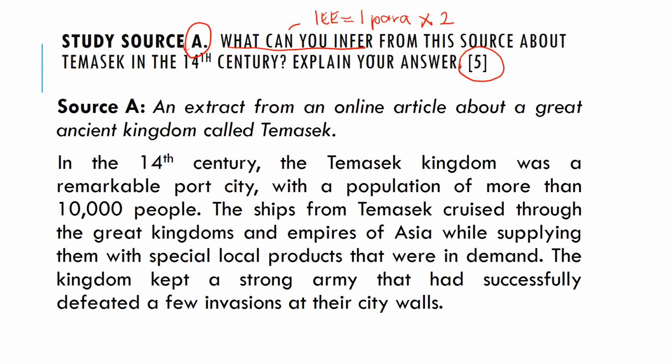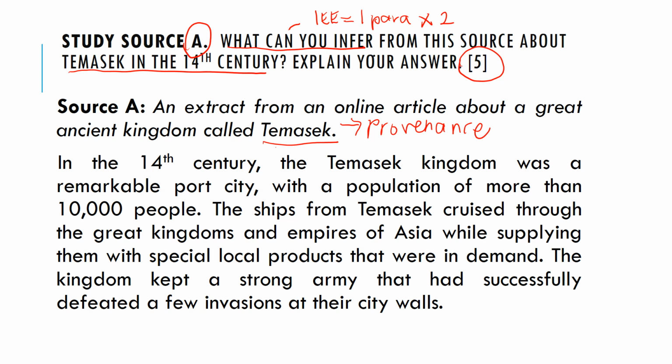Next thing you want to take note of is this phrase over here, Temasek in the 14th century. If I do not talk about Temasek and I talk about something completely off, automatically I will be considered to be not answering the question and therefore I will get an L1. So whatever it is, I must be inferring about Temasek in the 14th century. Now, source A, this sentence over here, this is what we call the provenance. The provenance offers you details about the source, therefore you should be able to expect what the source is going to talk about. And from here, it's pretty clear, it's going to talk about Temasek.